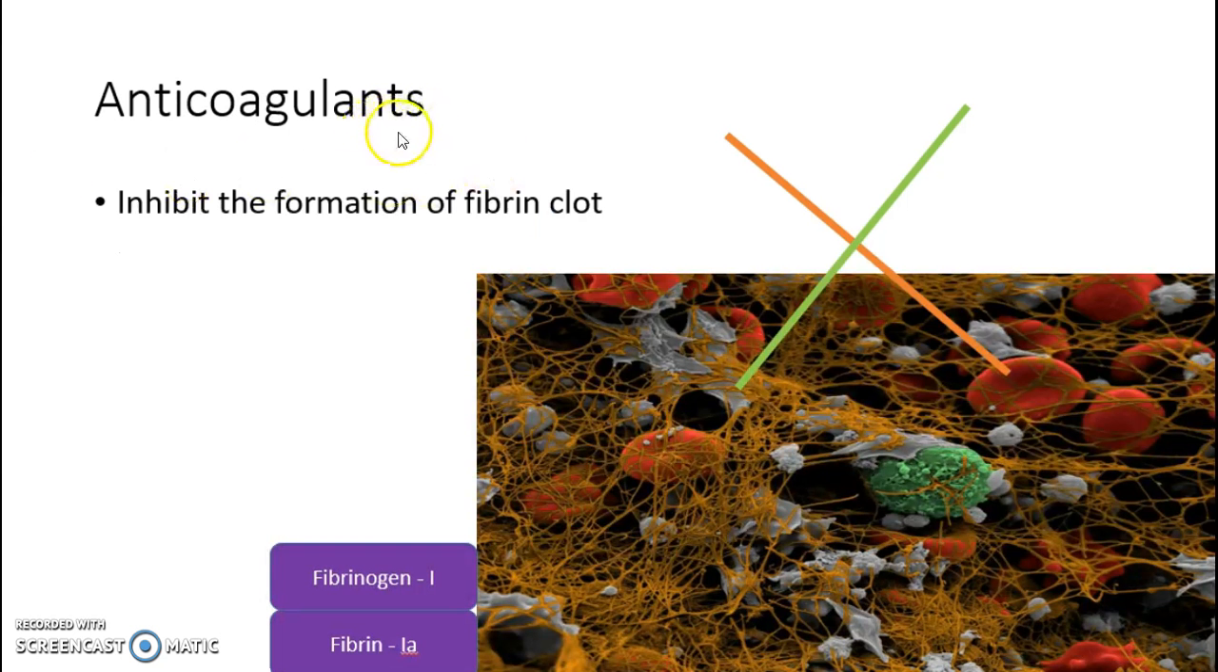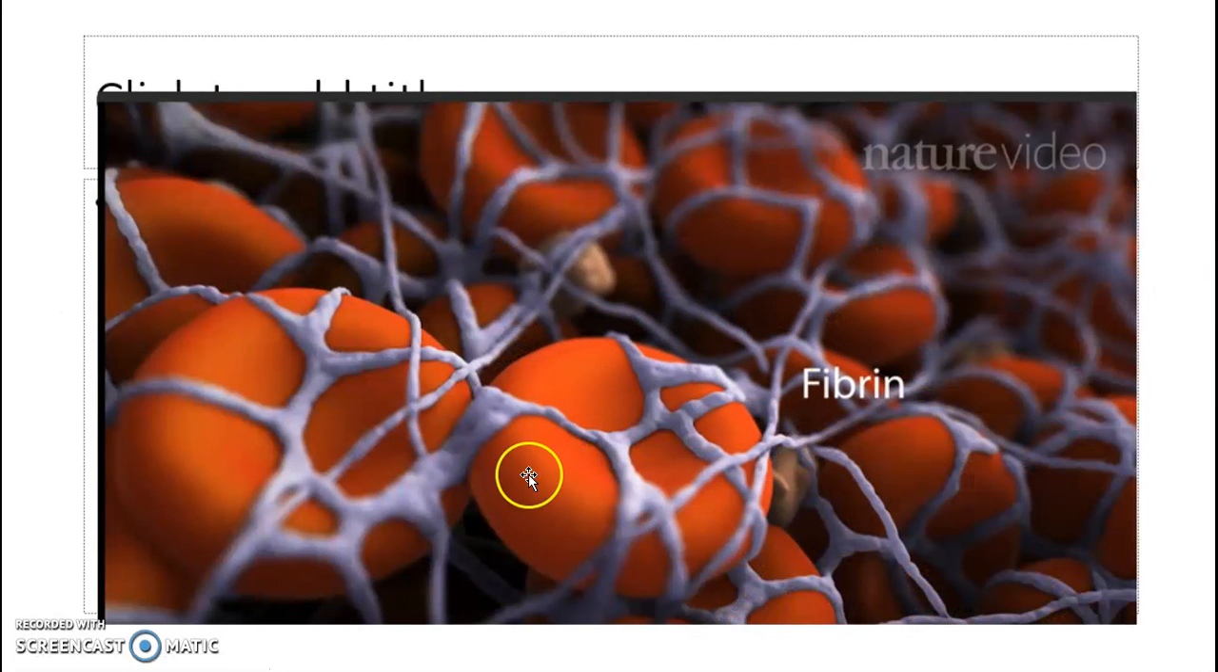Anticoagulants inhibit the formation of fibrin clot, so they try to prevent this from forming. This is fibrin, which is activated factor 1. Factor 1 is fibrinogen. During the final stages of the coagulation cascade, fibrinogen is transformed to fibrin. So this is fibrin.